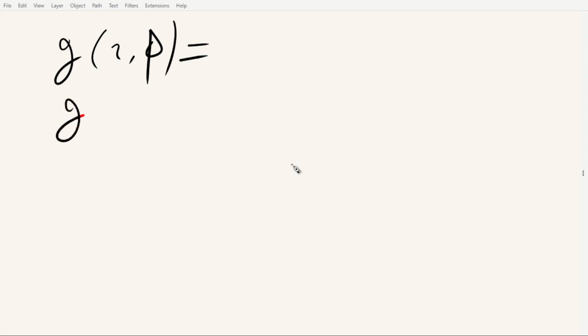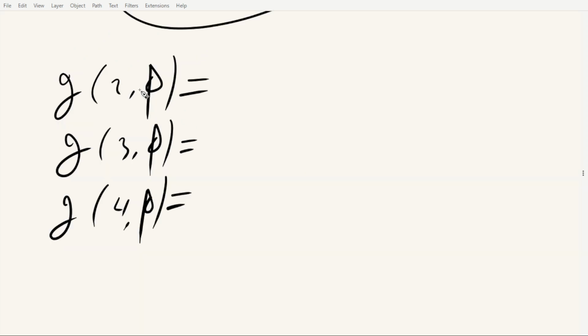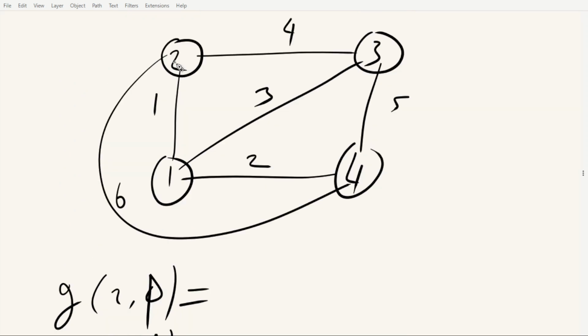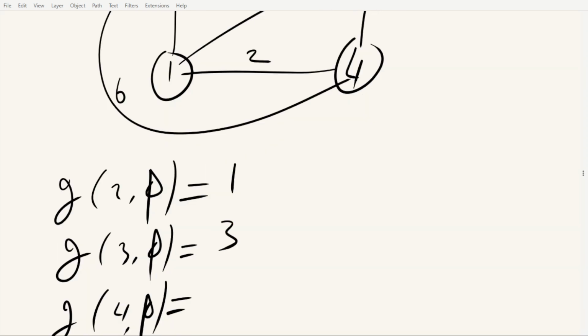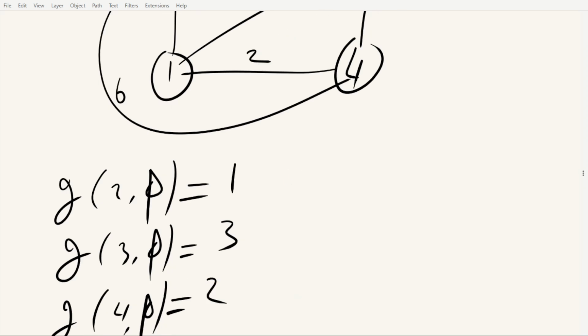Smallest level we have G2 phi, G3 phi, G4 phi, 3 smallest subproblems. So G2 phi is the direct distance from 2 to 1. It is 1. Next is G3 phi, 3 to 1 direct distance is 3, and G4 phi, 4 to 1 direct distance is 2. So we get these values.